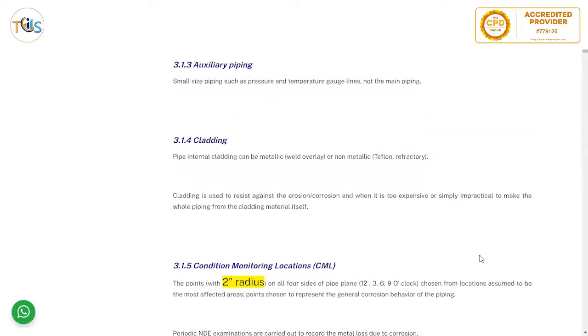Auxiliary piping is small size piping, less than 2 inch, such as pressure and temperature gauge lines, and it's not the main piping. Cladding is pipe internal cladding, which can be metallic, weld overlay, or non-metallic, Teflon. Cladding is used to resist erosion corrosion, and when it is too expensive or simply impractical to make the whole piping from the cladding material itself.